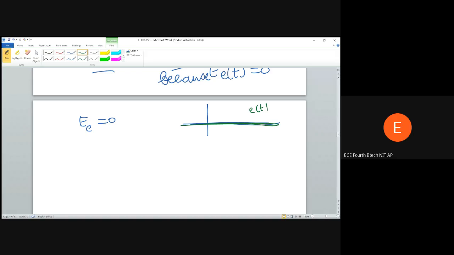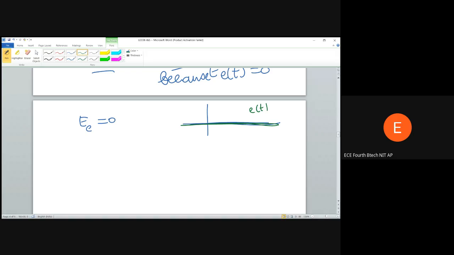The error energy can approach 0 even though E of t, the difference between the two sides, is non-zero at some isolated instance. This is because even though E of t is non-zero at some isolated instance, the area under the curve E square of t is still 0. That means there will be a case when you try to calculate the energy, the area of E square of t.